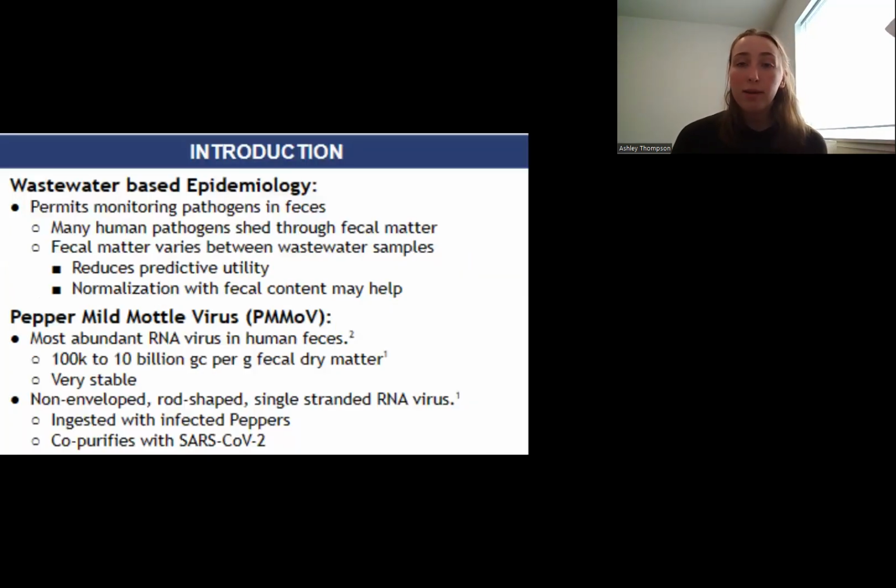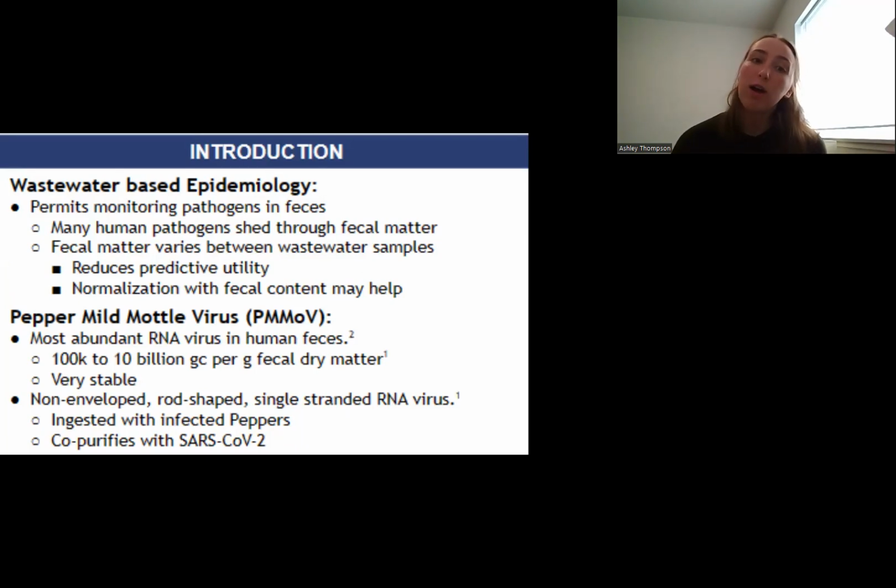Now, wastewater-based epidemiology is a great field because many human pathogens shed through fecal matter, making it so we are able to monitor pathogens that otherwise would be difficult to monitor within our communities. However, because fecal matter varies between wastewater samples, it reduces our predictive utility of this methodology. However, normalizing fecal content may help, and that is where the pepper mild mottle virus comes into play.